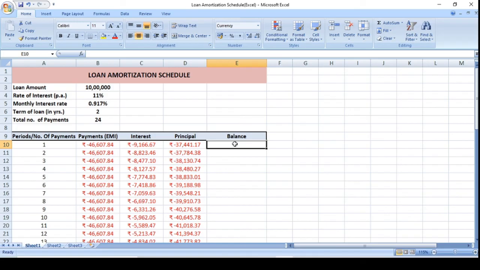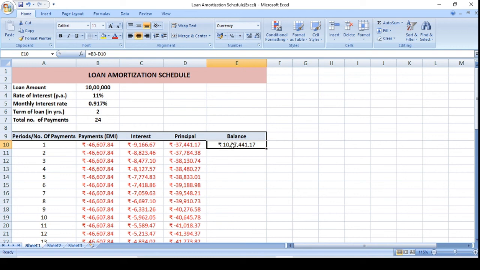Now the last column is the column of the balance amount unpaid. So what will be the principal unpaid after making each and every payment? After making the first payment, how much will be the balance that we will be having? We have a loan amount of 10 lakh rupees, and we will make a payment of rupees 37,441.17, which is the principal amount. And if I press enter, I'll get a larger amount because here the principal amount right now is negative and we want to deduct this amount.